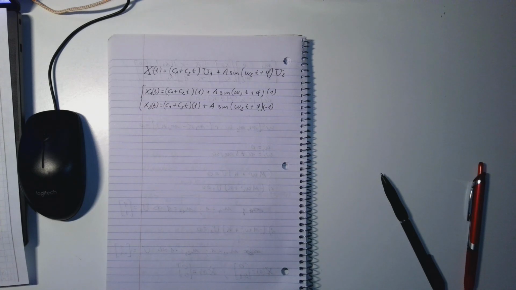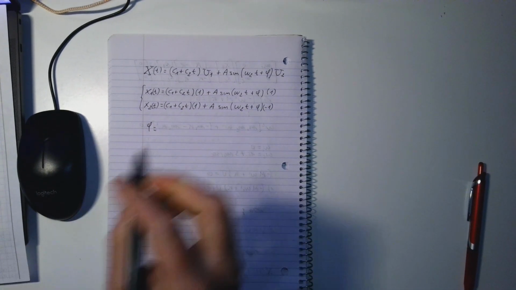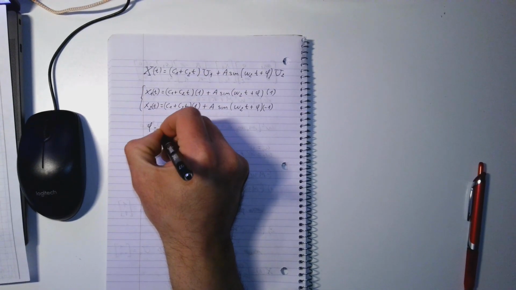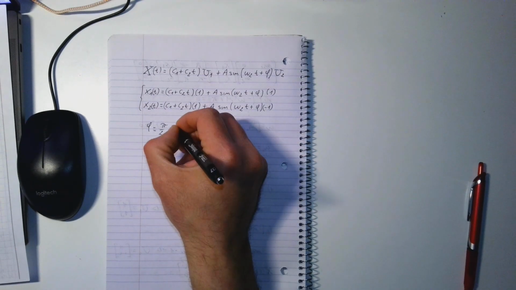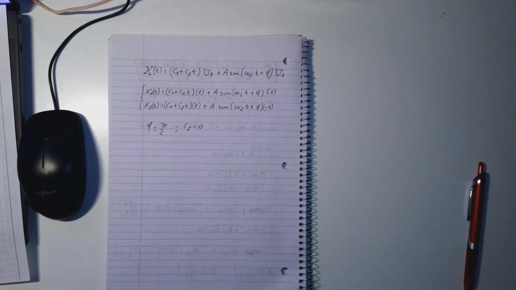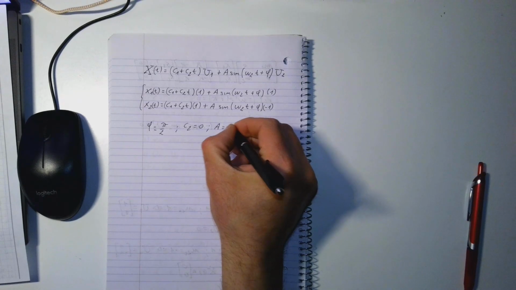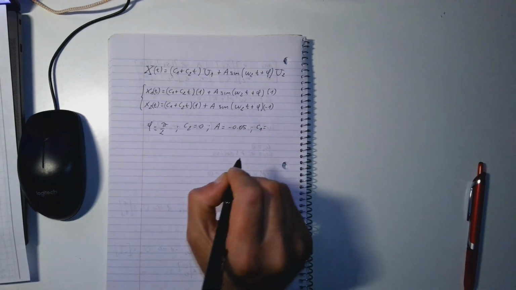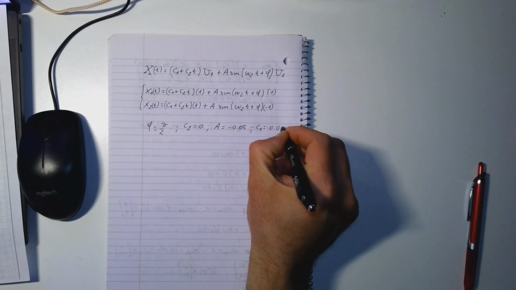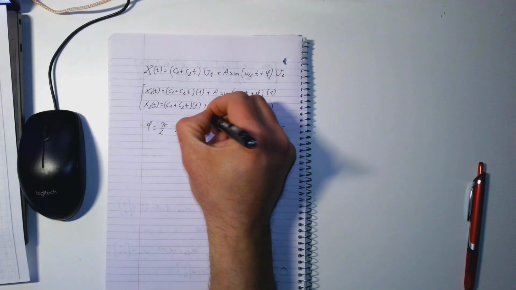So once we go through all these steps, we can find that phi will be equal to pi over 2, then we have that C2 is actually equal to 0, then we have that A is equal to negative 0.05, and then the last constant, which was C1, is equal to 0.05. Again, we have all the steps in between.